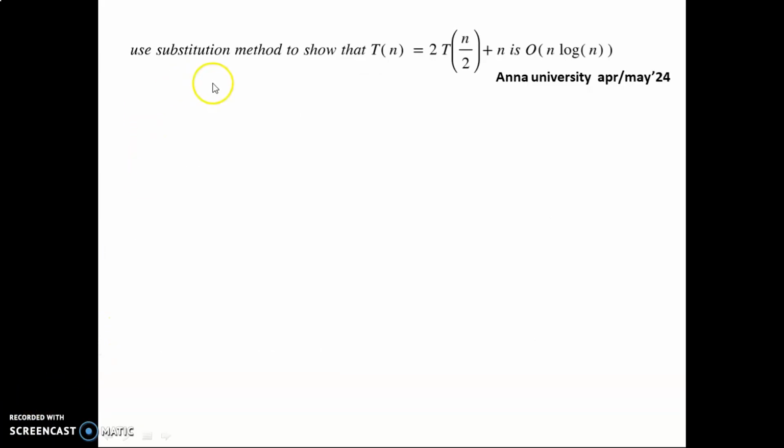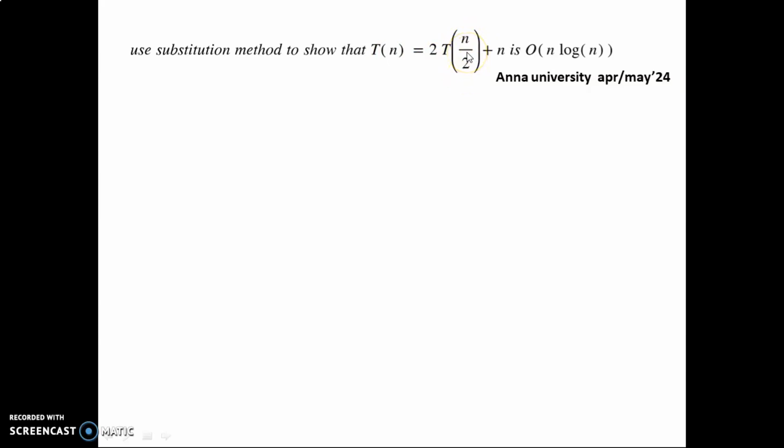Use the substitution method to show that T(n) = 2T(n/2) + n is in the order of n log n. You see the relation T(n), a relation based on n, is represented in terms of a relation based on n/2. That is what we call a recurrence. That is, it is represented in terms of its smaller inputs.